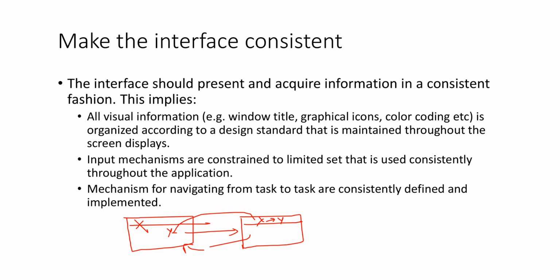The third thing is mechanisms for navigating from task to task are consistently defined and implemented. How to navigate? Sometimes you don't allow the back button to come back to the previous screen. It's really true, because I don't want the browser back button to come back to a previous screen. I want my own back button to actually work. Sometimes when you click back, it will take you to a different page than what the back button you have designed in your screen will take you to. So you should have a proper mechanism for navigating from task to task that is consistently defined and implemented.